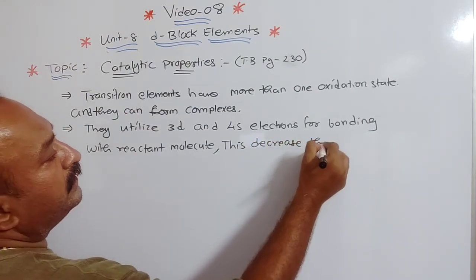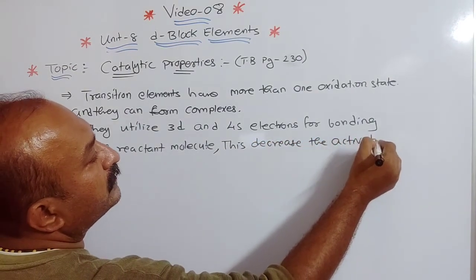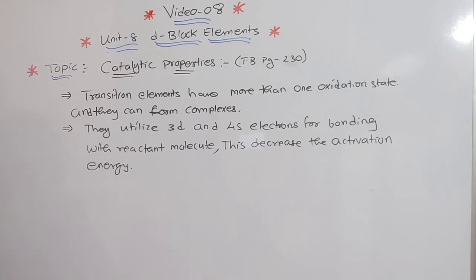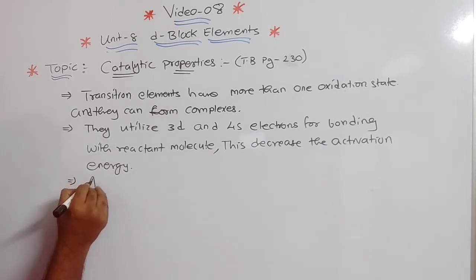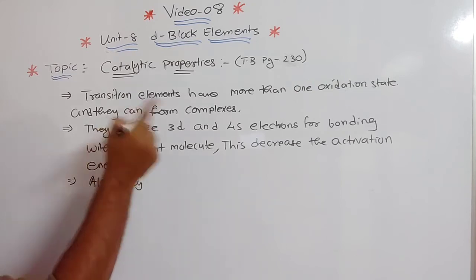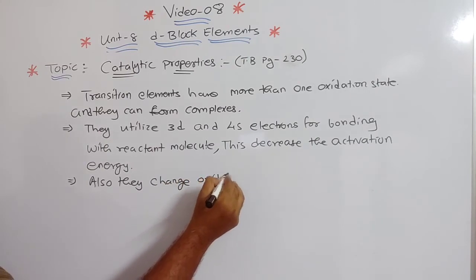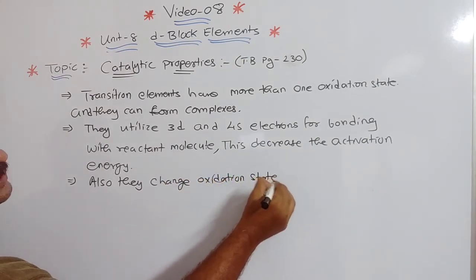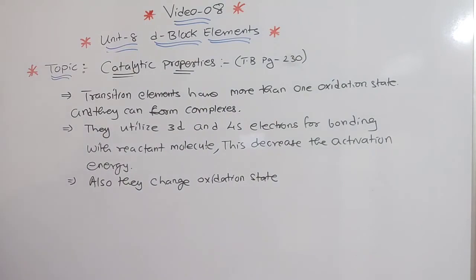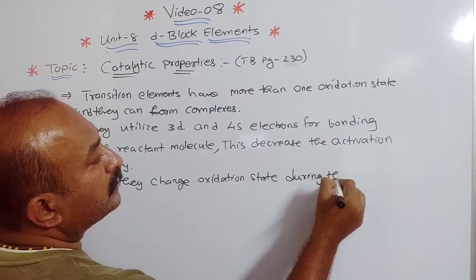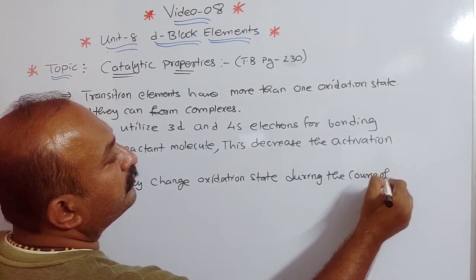And this decreases the activation energy. When activation energy decreases, obviously the rate of reaction increases, and that is the function of a catalyst. Understood? Also, d block elements, the transition elements, change oxidation state before reaction and after reaction, during the course of reaction.